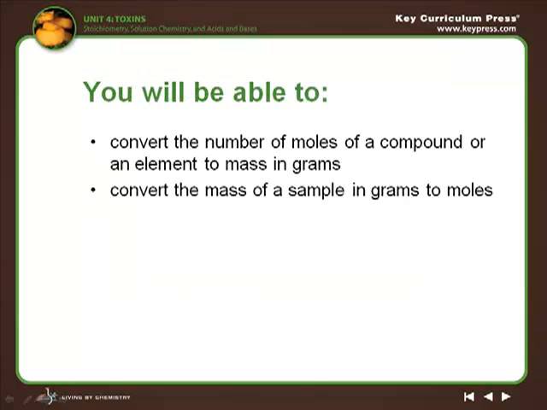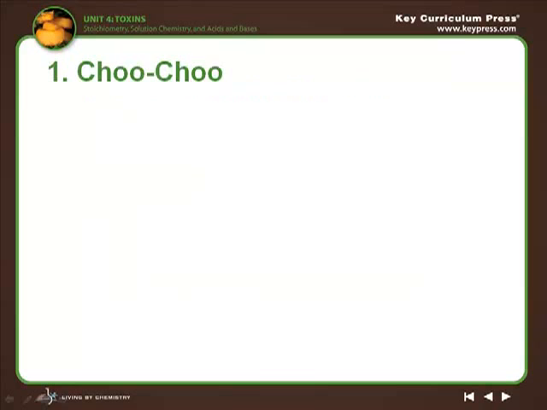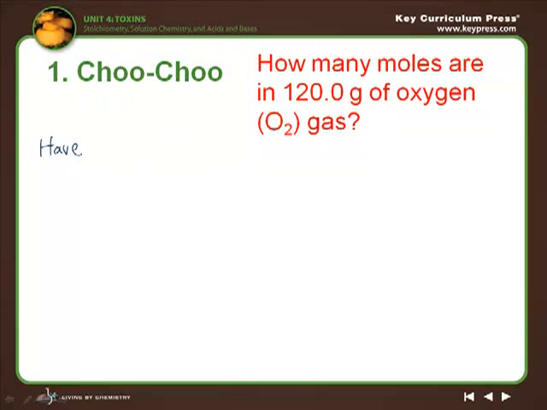So let's look at an example of this. If you have 120.0 grams of oxygen gas, O2 gas, what do you have in this problem? Okay, 120 grams. What are you trying to determine? What do you want? Okay, how many moles? So this is the question. I would like you to solve this problem using the molar mass of O2.